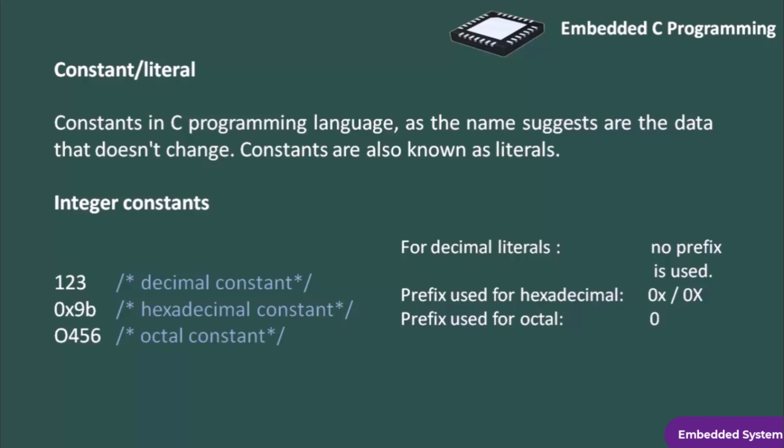During declaration of an integer constant, a prefix is used along with the value to specify the base or radix. For decimal literals or constants, we don't use any prefix. Here is the example. While using a hexadecimal constant, you have to use 0x as a prefix. And for an octal constant, you have to use 0 as a prefix.